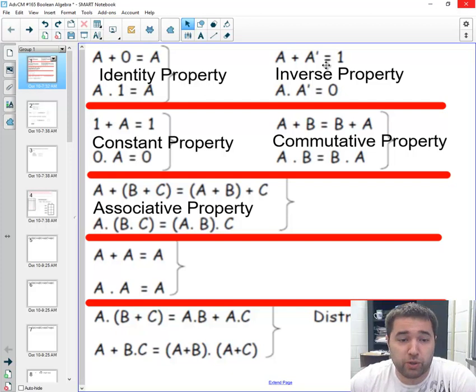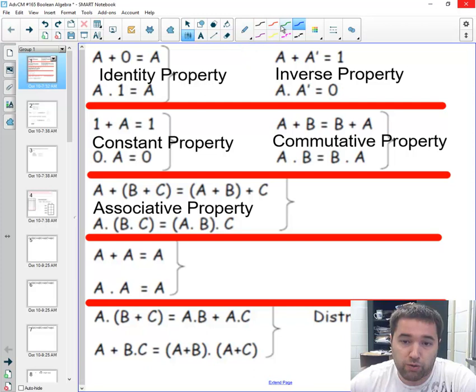Hello class, today what we're going to be doing is Boolean Algebra. So first thing we're going to do is go over a couple of things. We have the identity property, which means anything plus 0 is just going to be that anything. Same thing with 1 plus 0 equals 1, a plus 0 equals a. If you could do it with addition, you could do it with multiplication.